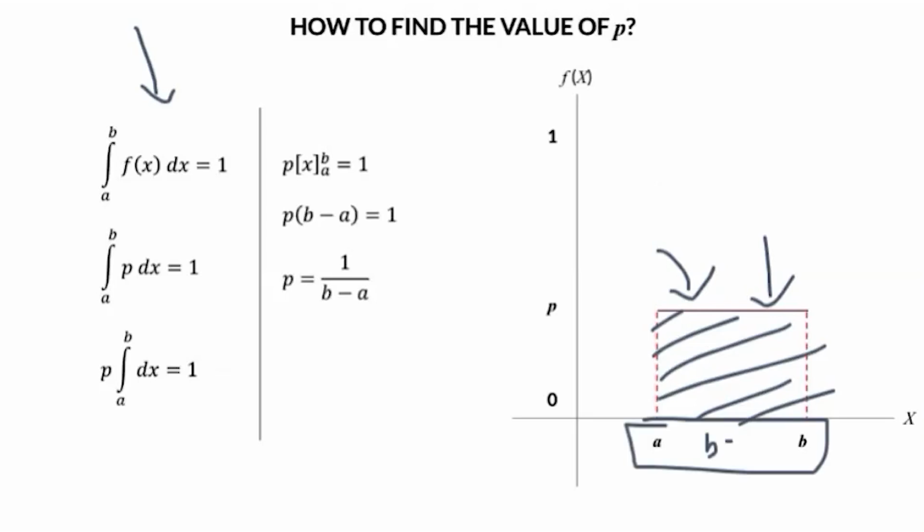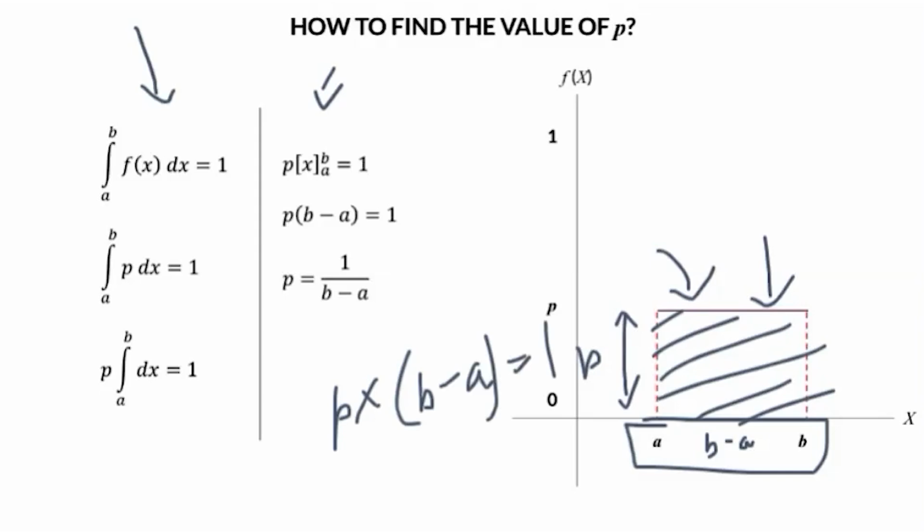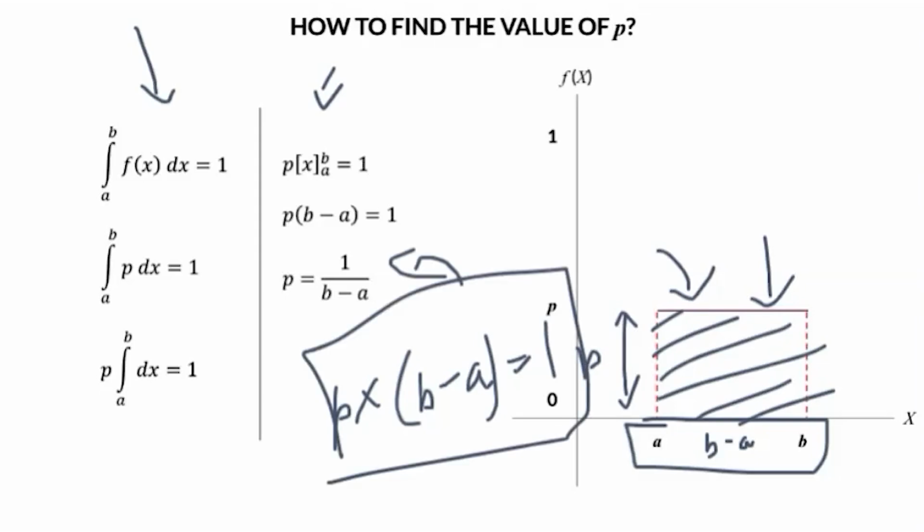This is b minus a. The length of this side is b minus a, and the length of this side is p. So you don't need all this integration. You can just say length into breadth is equal to 1. Why 1? Because probability works that way. It's a law of probability: area under the curve equal to 1. So I can arrive at this last equation just by using the formula of a rectangle. But I've written the integration steps because when you look at other distributions which may not have such a simple shape, you should know what's going on behind the scenes.